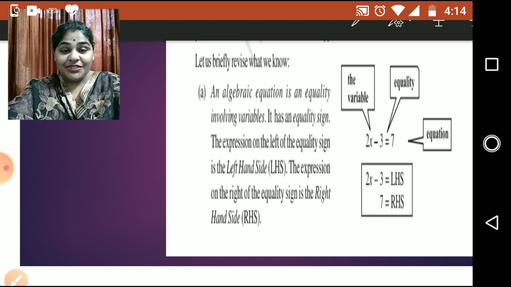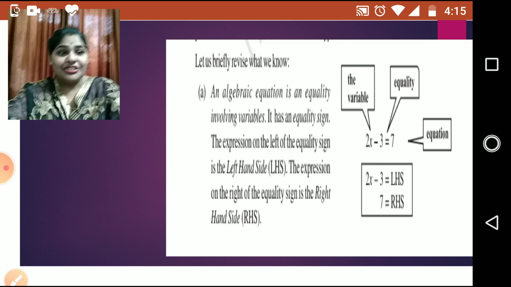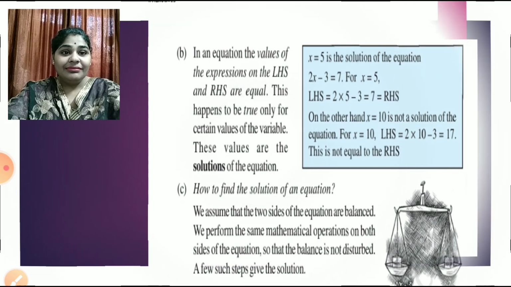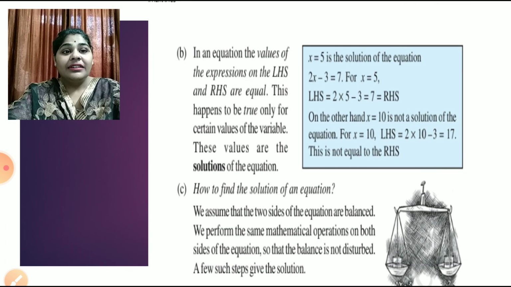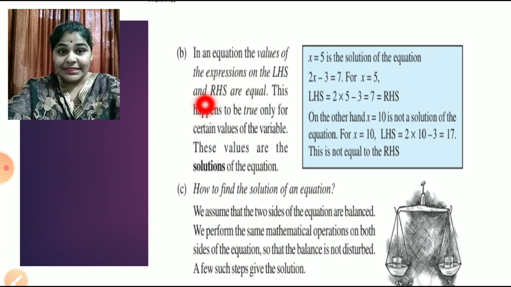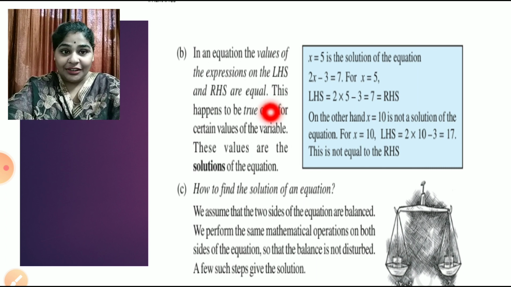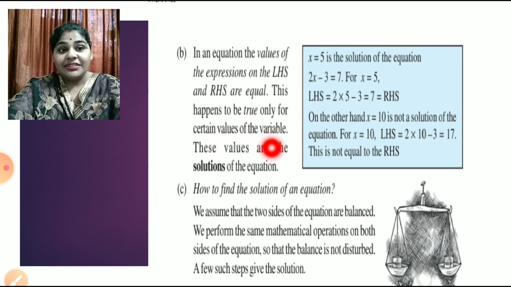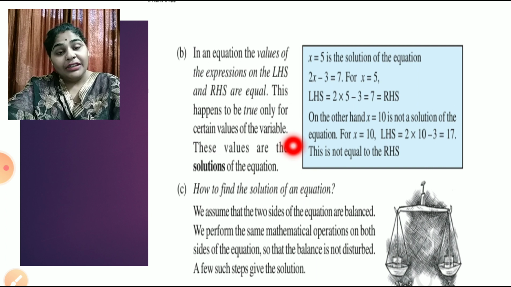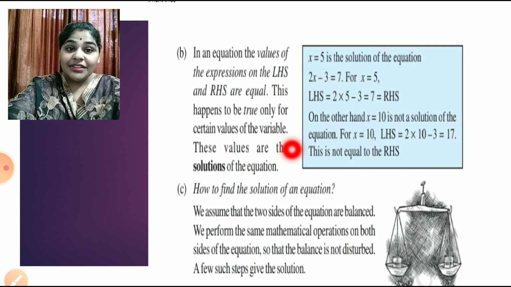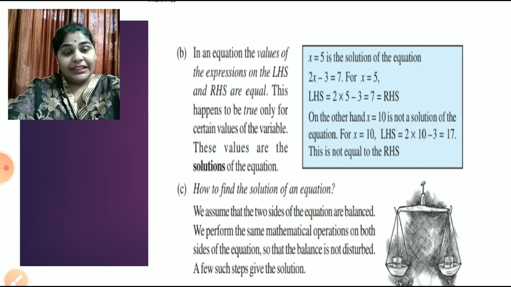So I hope you understood. Let us proceed. This is just a revision, children. In an equation, the values of the expressions on the left hand side and right hand side are equal. So always the left hand side and right hand side should be equal. This happens to be true only for certain values of the variable, and when we find that value of the variable, that is known as finding the solution of the equation.